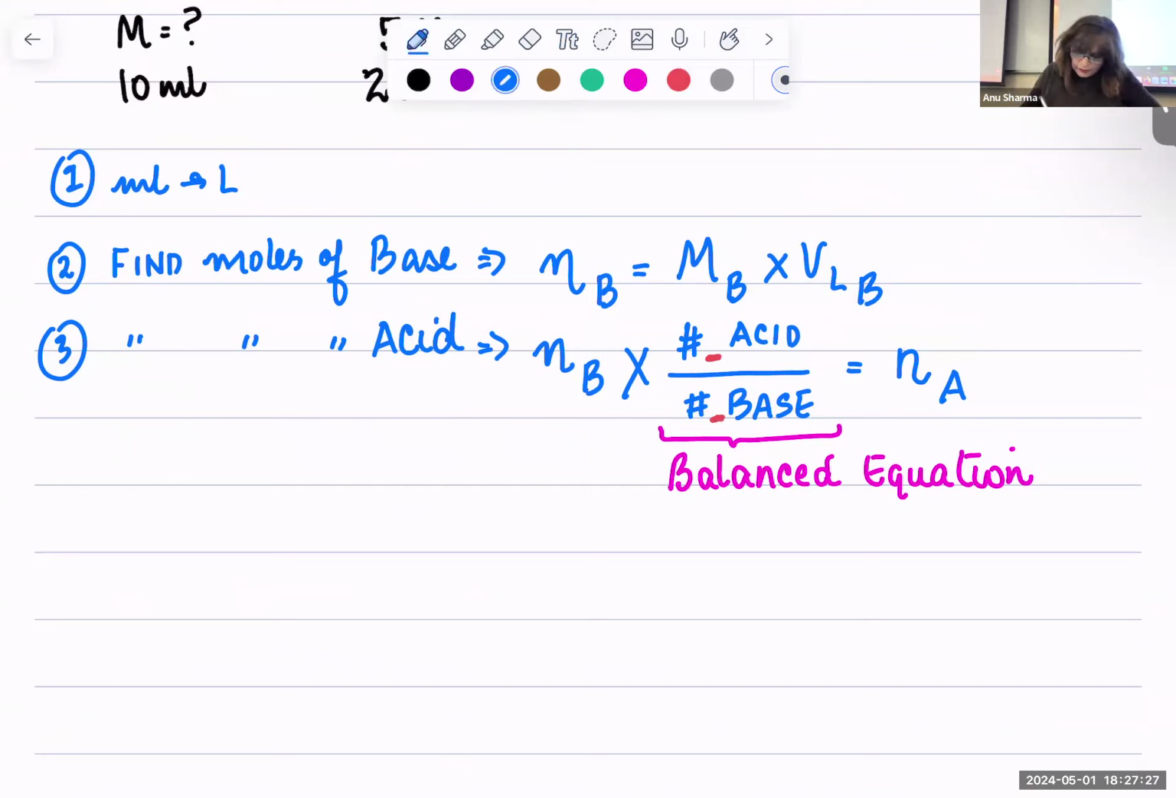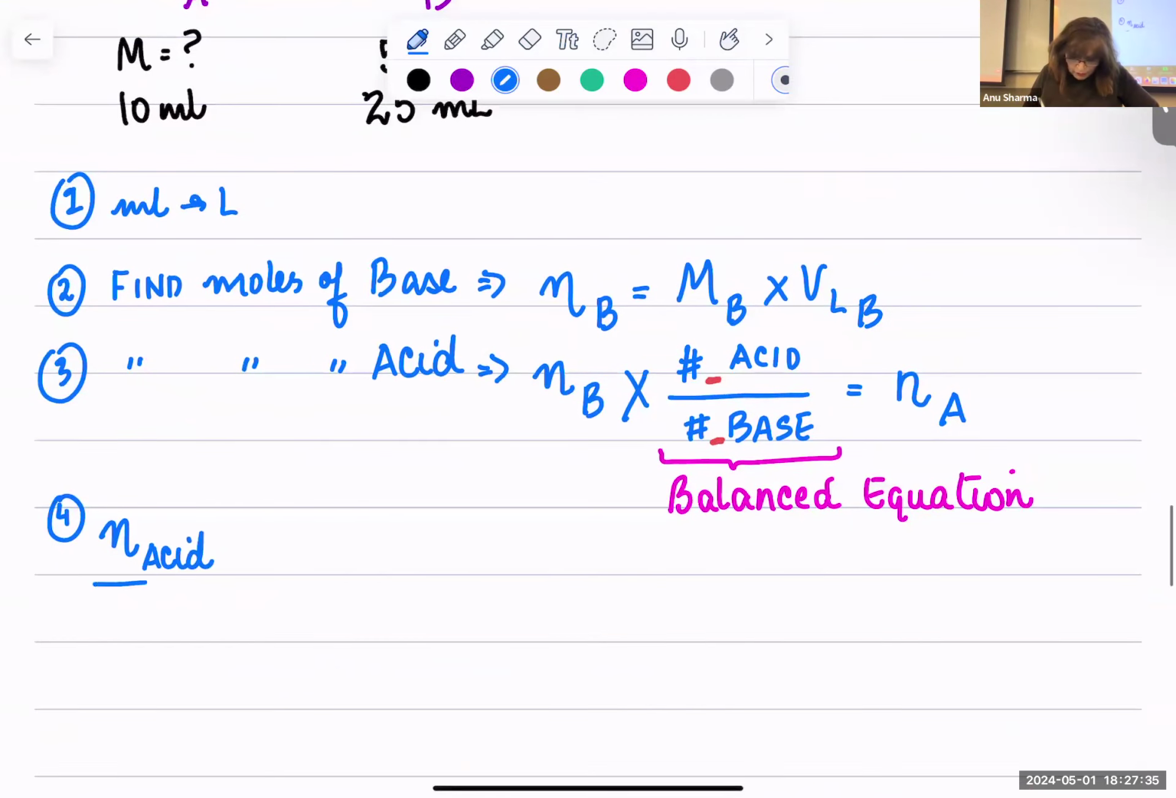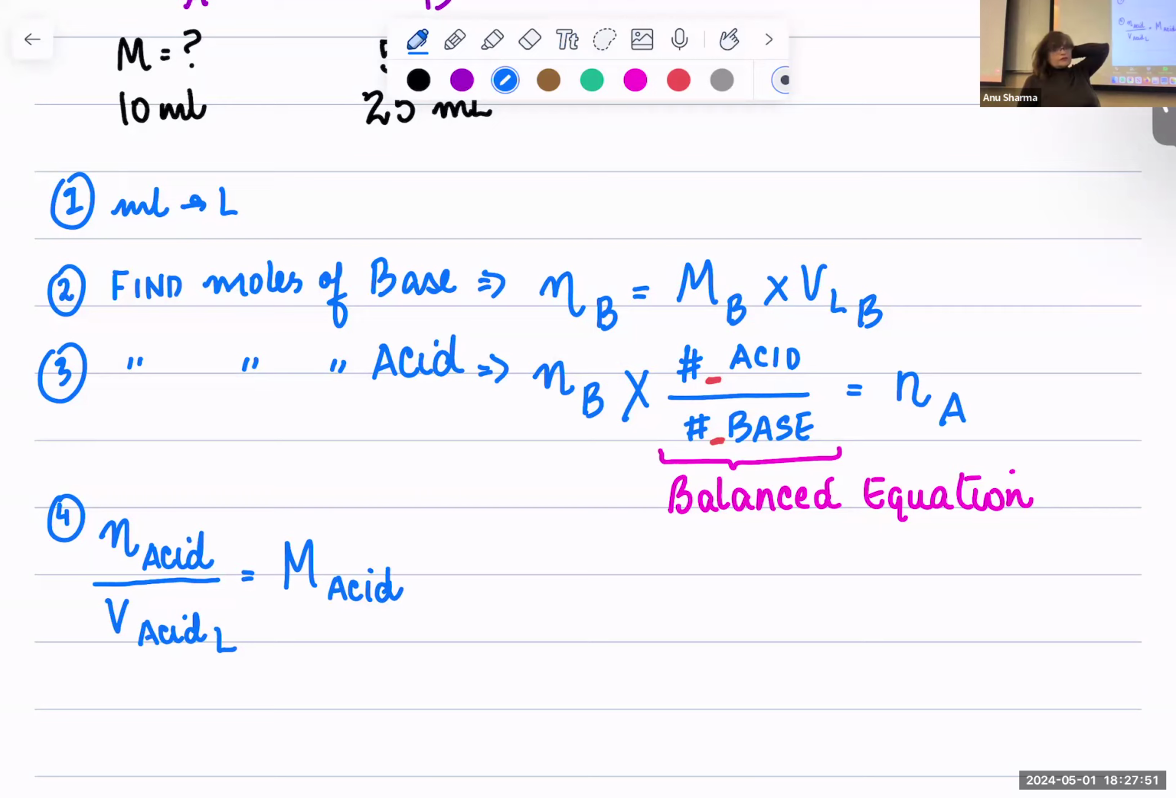After that, what will you do? After that, you're going to take the moles of the acid, and we need to find the molarity. Remember, the moles of the acid divided by the volume of the acid in liters is equal to the molarity of the acid. Okay? So these are the steps you are going to follow. Got it?